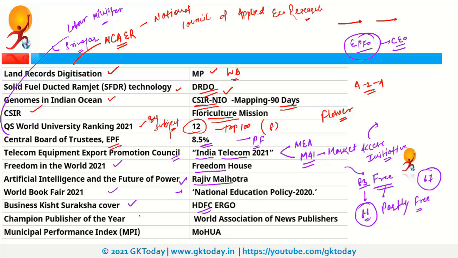Next is Champion Publisher of the Year. So The Hindu Group has been selected as the Champion Publisher of the Year, and this was an event organized by World Association of News Publishers. Next is Municipal Performance Index. So recently Ministry of Housing and Urban Affairs announced this index. As per this index, in million plus population category, that means cities with million plus population, in this category Indore is on top position. So these were the most important questions.